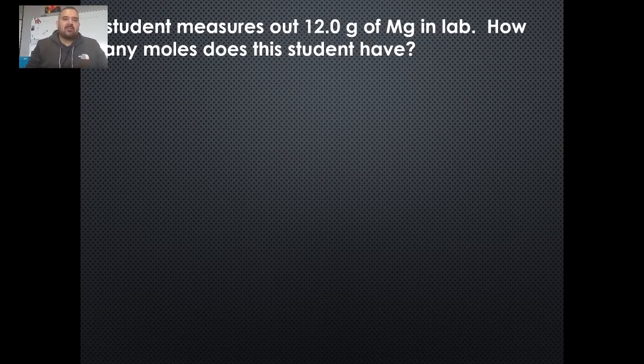So a student measures out 12 grams of magnesium in a lab. How many moles does this student have? So I'm going to put some conversions on the board. We know that 1 mole is equal to 6.02 times 10 to the 23rd particles. So here we're talking about magnesium, so I'm going to put atoms. We also know that 1 mole of magnesium has a mass of 24 grams. So 1 mole of Mg has a mass of 24 grams.